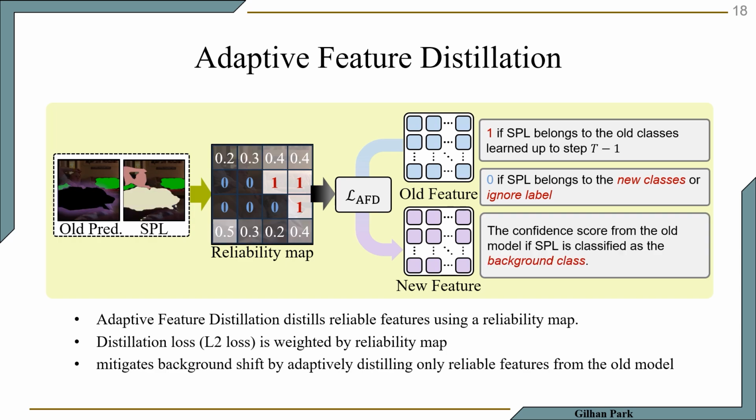Third, background pixels use the confidence score from the old model. Instead of treating all background pixels the same, we rely on the model's confidence to decide how much to trust these regions. This way, only the reliable background areas are considered during distillation. By focusing on reliable pixels and avoiding ambiguous ones, adaptive feature distillation helps reduce background shift and keep the learning process focused on trustworthy areas.